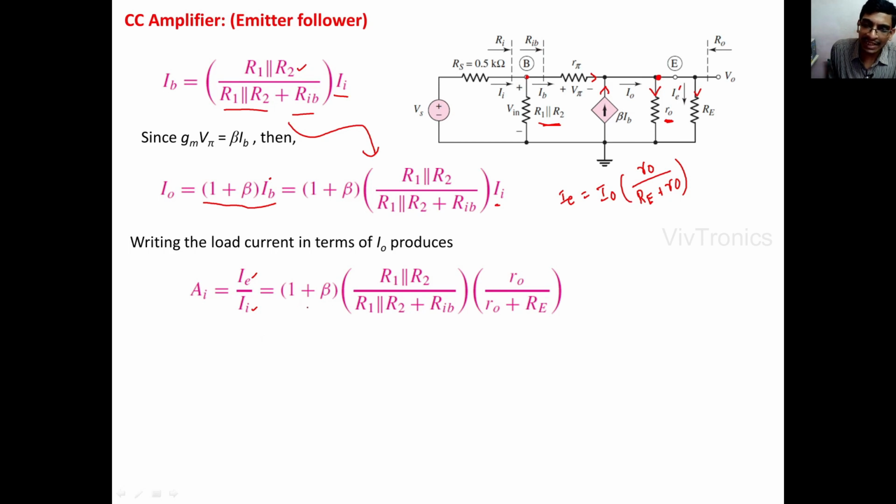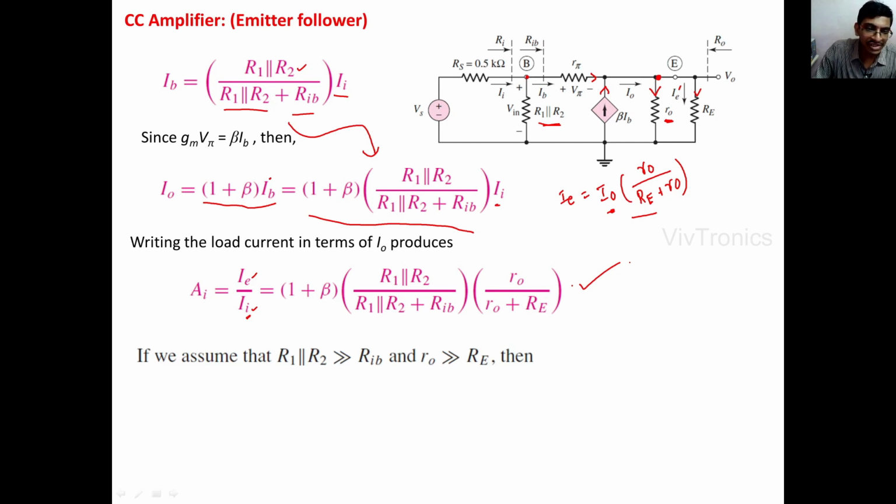Therefore IE can be written as IE is equal to I naught into R naught by, what is I naught? This one is the I naught current equation: 1 plus beta into R1 parallel R2 divided by R1 parallel R2 plus RIB, into this term R naught by R naught plus RE, into II. That II will get cancelled with the denominator II. This is the current gain equation for the CC amplifier.